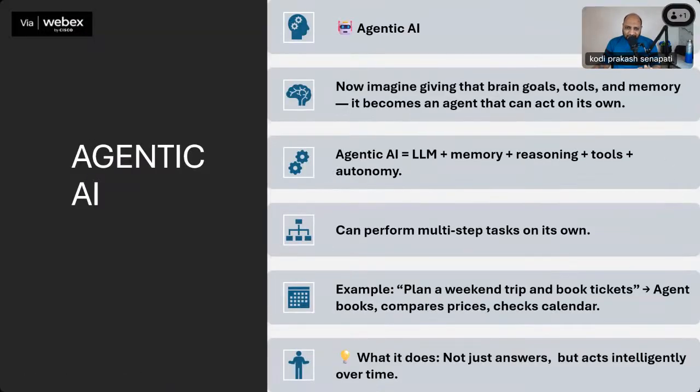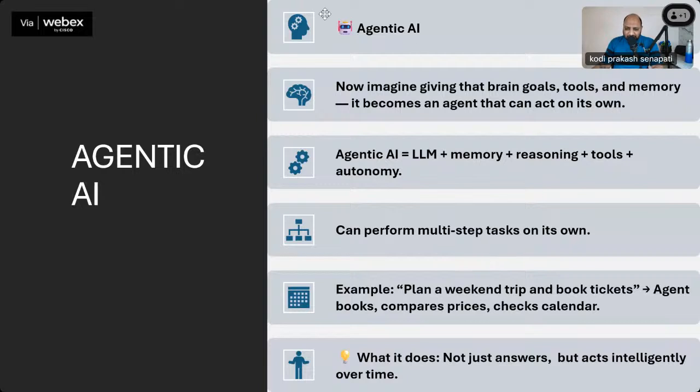What is agentic AI? Okay, let's talk about it. Now imagine, I'll give one practical example. This week, plan a weekend trip and book tickets. So what exactly is the task? Plan a weekend trip and book tickets this week. Maybe you plan a weekend trip to Goa. Before you go to Goa, you want to book the tickets, or not? So the agent books, compares prices, and checks calendars, isn't it? So it is a multitask.